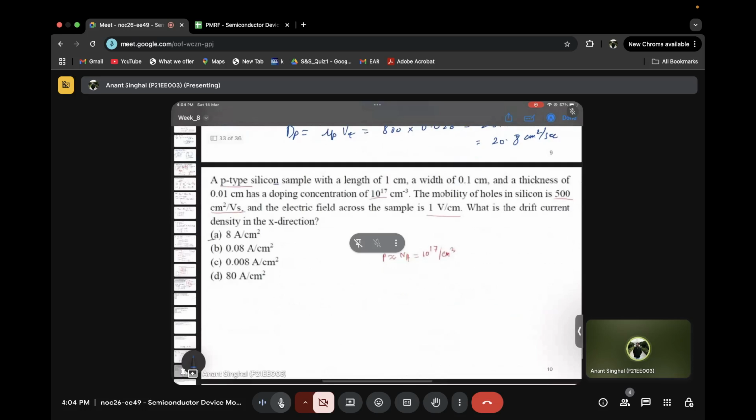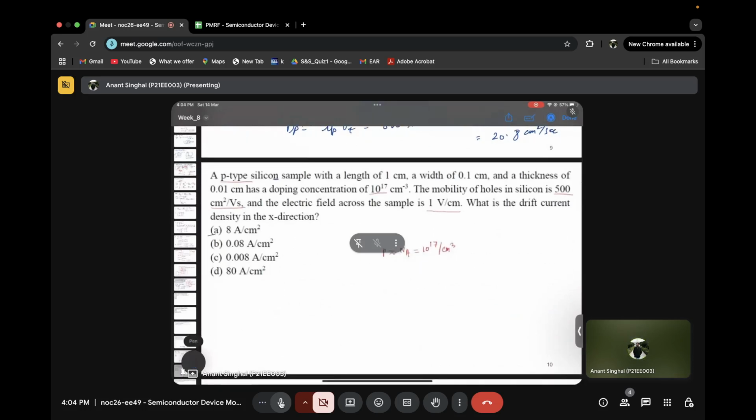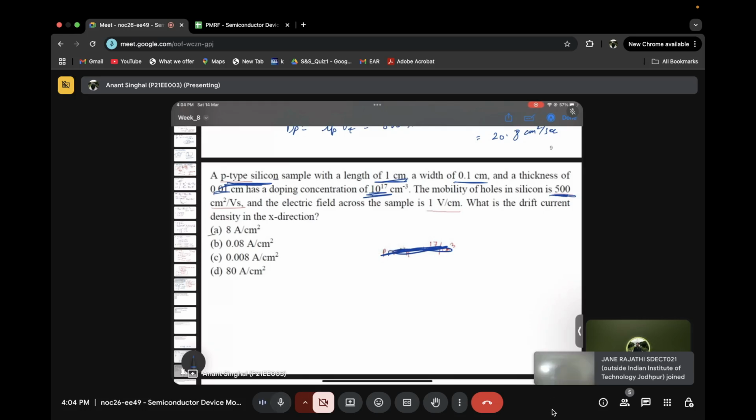Then let's move towards a very simple question again. It says a p-type silicon is there, which has a length of 1 centimeter, a given width, thickness, doping concentration, mobility of holes, and electric field. So it is asking what is the drift current density. This is again very easy, everything is given.